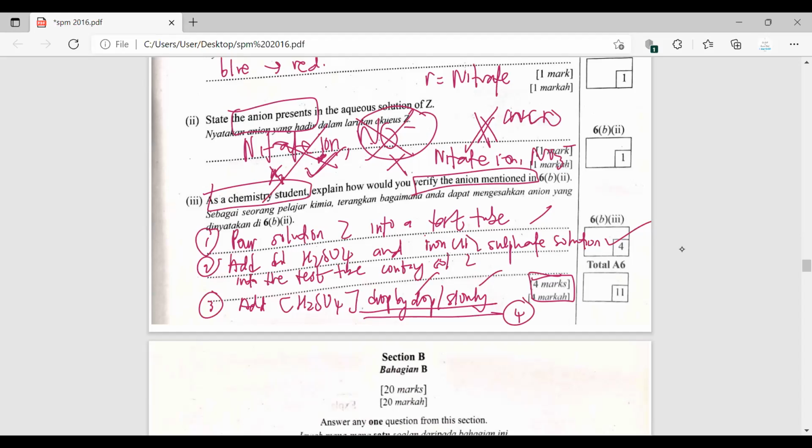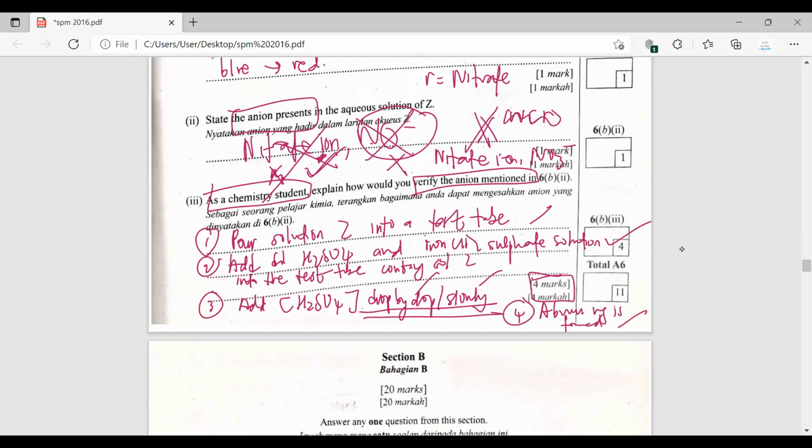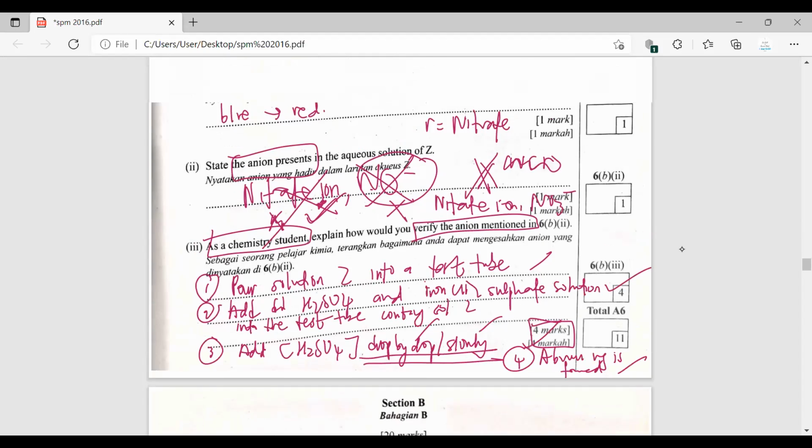A brown ring will form. Very good. A brown ring is produced, is formed. Correct. Well done. 4 marks. Done your structure. Okay, total of 11 marks.